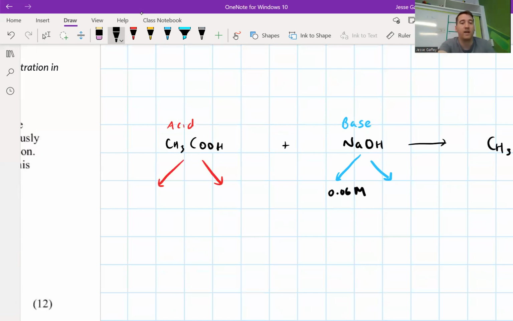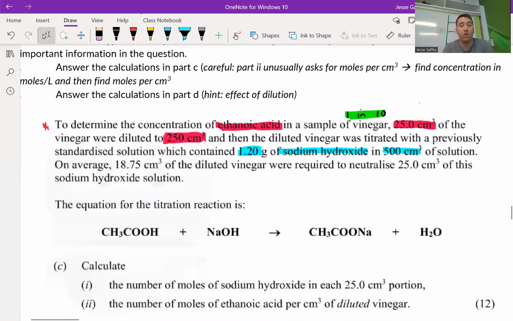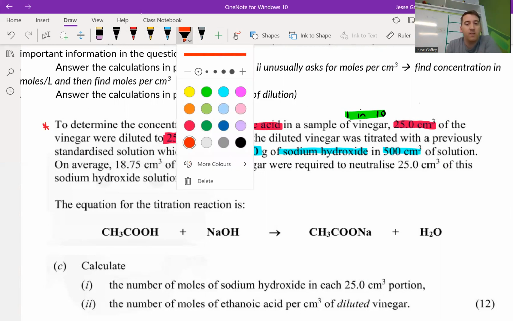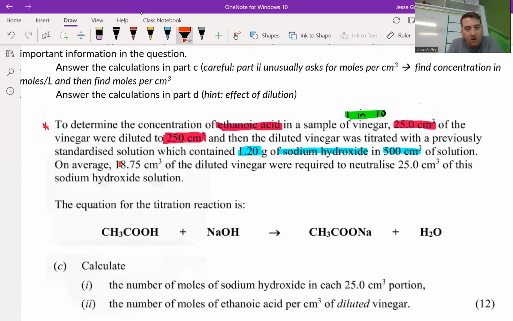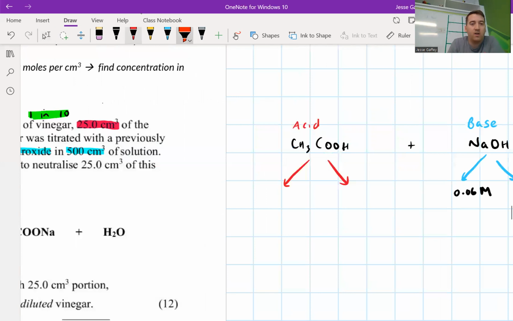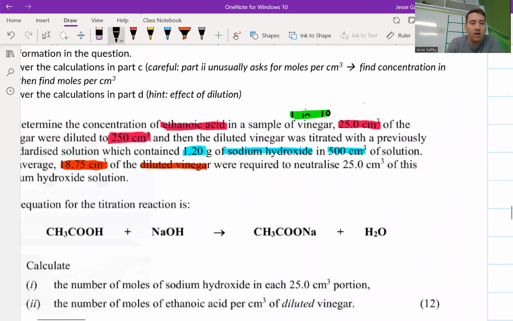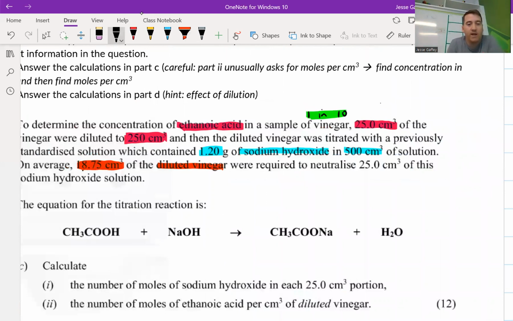0.06. That was a lot of work just to get here. It does quite a lot of messing around in this question, but they've really tested you here. It says now on average 18.75 cm cubed of the diluted vinegar. So this here is going to be our volume of diluted vinegar. And again, remember what we want to put in for the volume of vinegar, we want it in liters. So let's turn this into liters and then write it down in our equation.